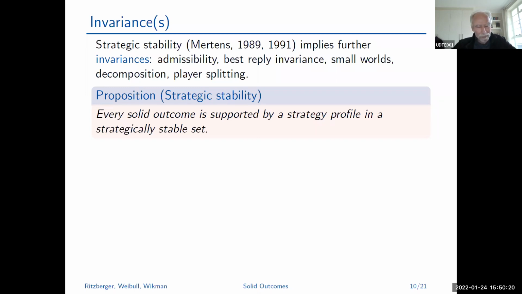Well, the thing is, this proposition here tells us we do the same thing as strategic stability, essentially. Every solid outcome is supported by a strategy profile in a strategically stable set. So all these invariances are there. And the reason is simply that every component with non-zero index contains a strategically stable set. That is a result that I proved with Stefano also quite some time ago. So all these invariances are there.